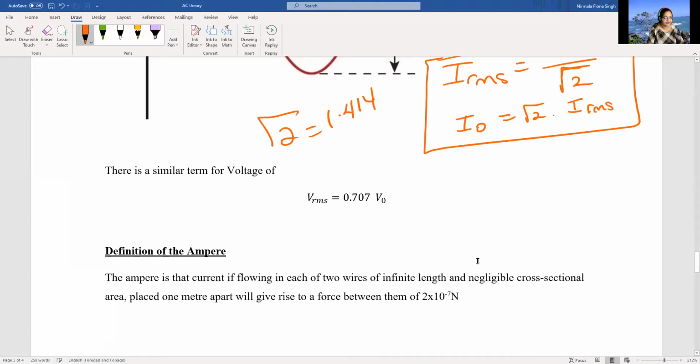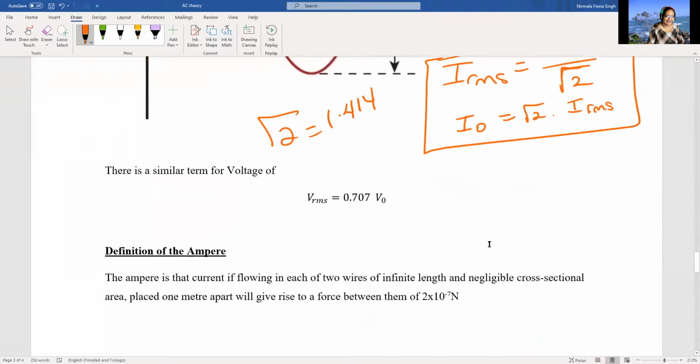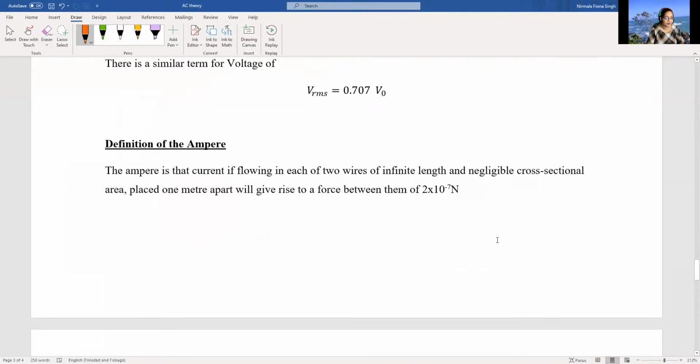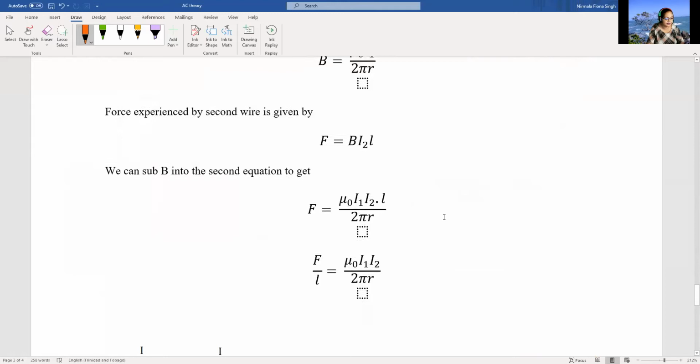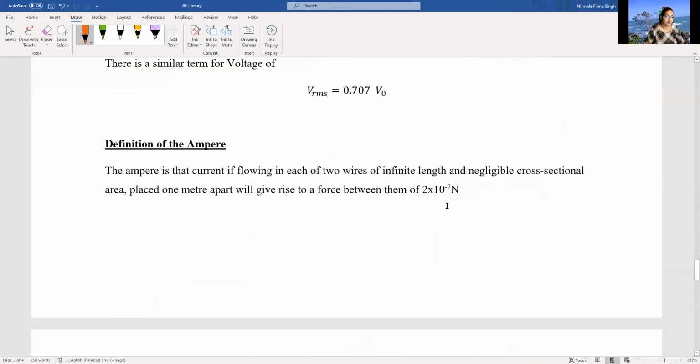All right, so that's basically it for current. That's it for our AC theory. All right, definition of the ampere, you all can just read this through, because this equation does come up every so often in the exam. I'm not going to go through it too much because it's really self-explanatory. Really nice, simple proof to go through. So you all read it through on what is the actual definition of your ampere.